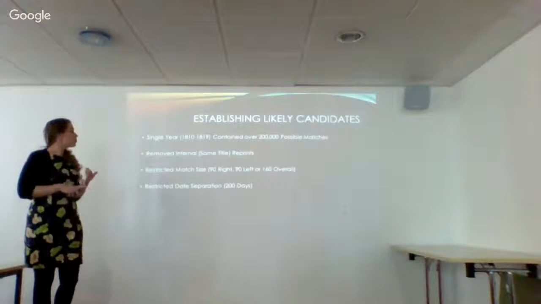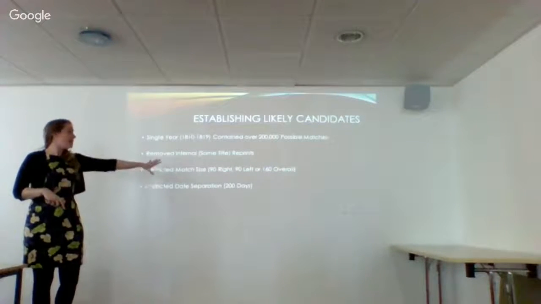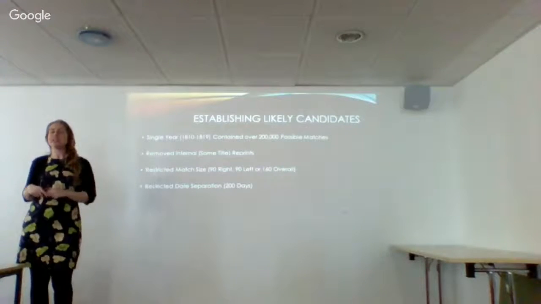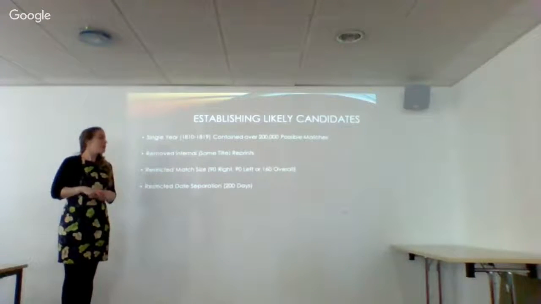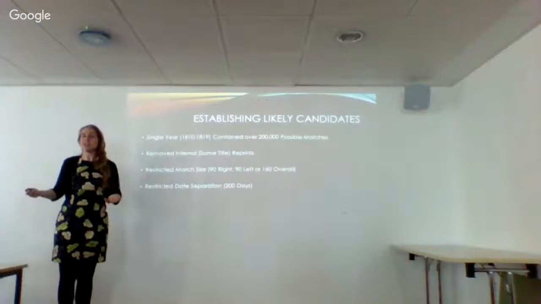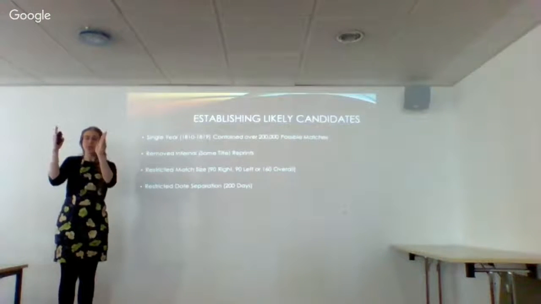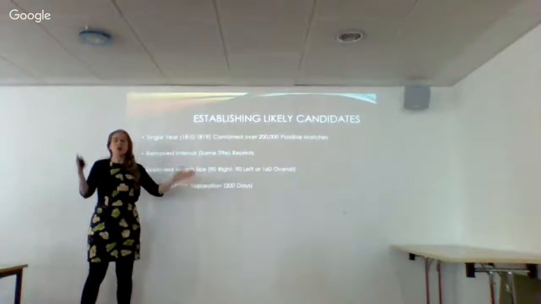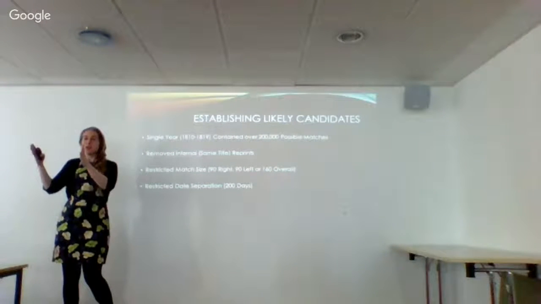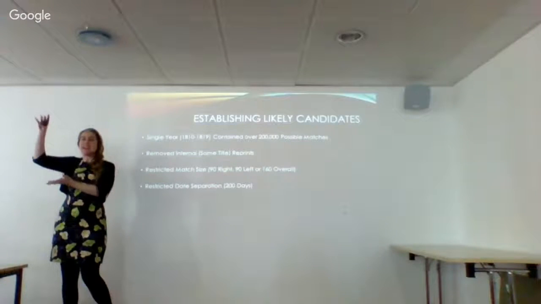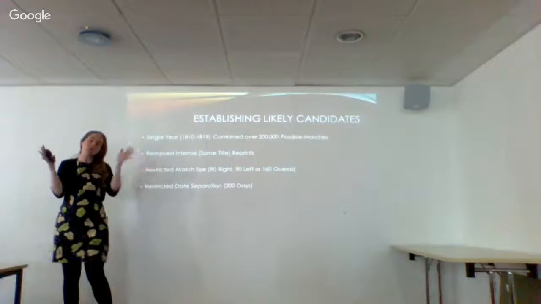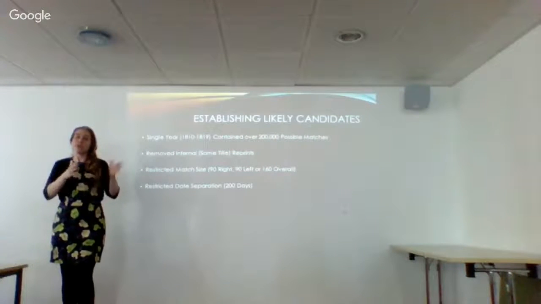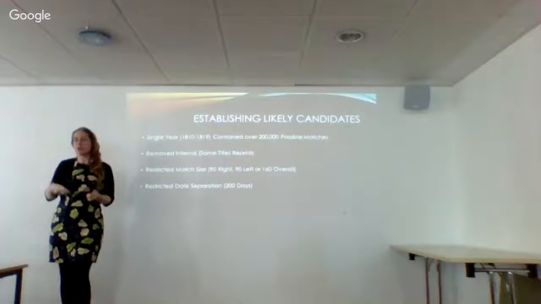It also restricted the match size by 90 right, 90 left, or 160 overall. So basically, when I told it to look for matches, it was looking for about 30 characters in a row that were the same. And what I'm saying is, okay, you found 30 characters, but do you have at least 90 vaguely in a row that are close to each other? And that was a way of narrowing it down further that I couldn't do with the initial run-through.